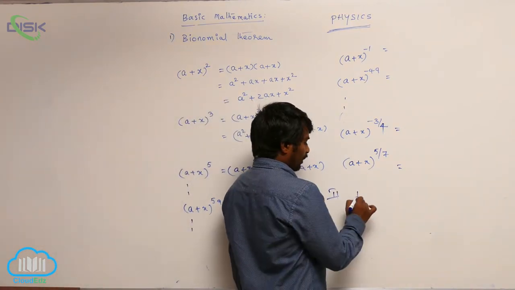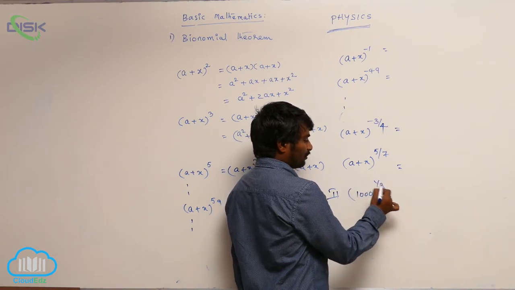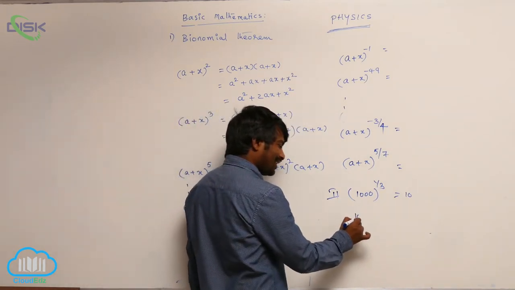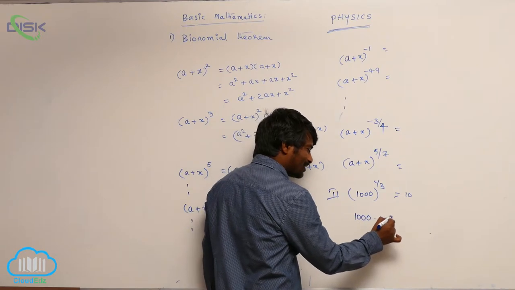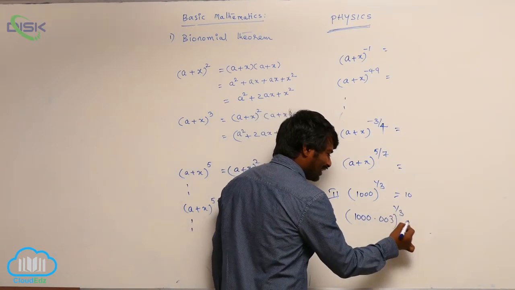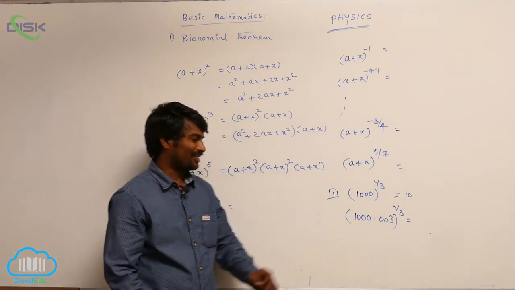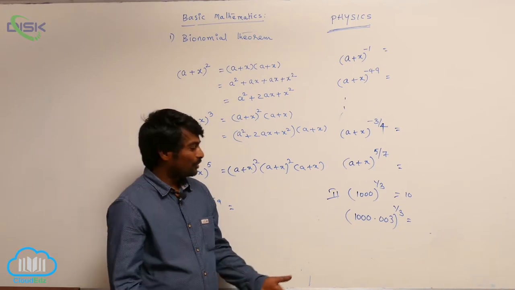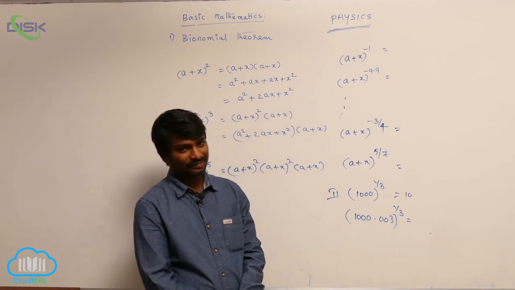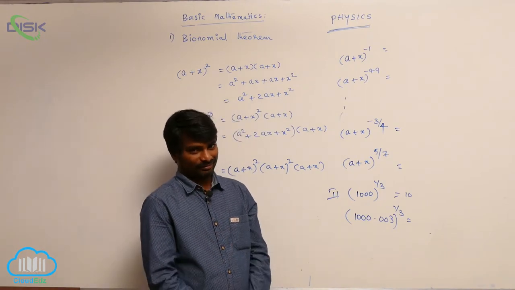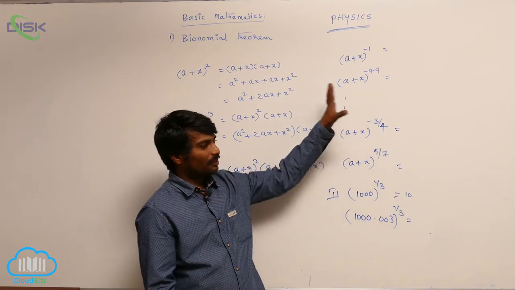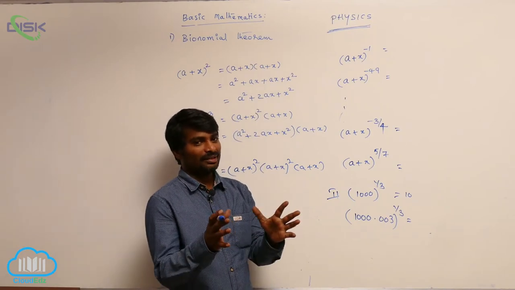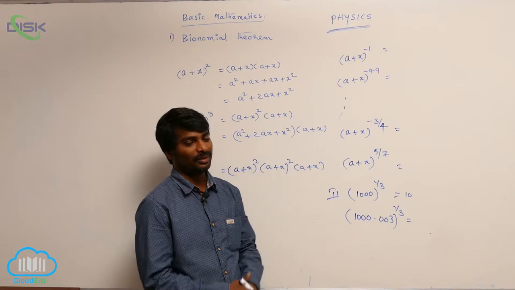And one more thing, my second question. You know, 1000 power 1/3, easily you can say it is 10. Now my question is, (1000.003) power 1/3. What is the answer for this? It is even difficult for you to do this calculation. And in a simple way, the answer for all these types of questions is binomial theorem. It gives the answer for all these questions in a simple way.